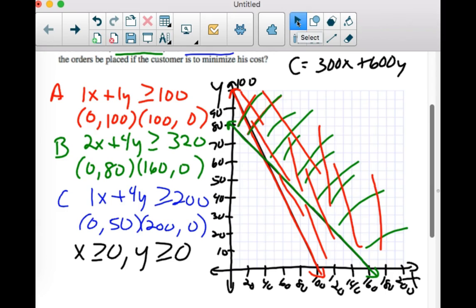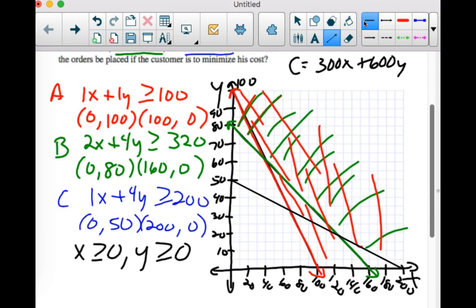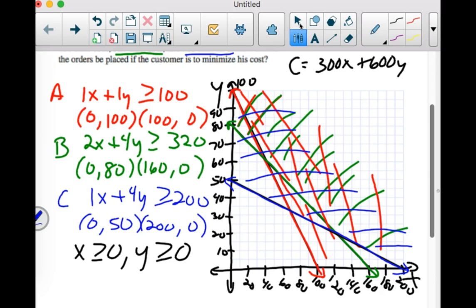And now we're going to add the blue. 0, 50, 200, 0. And that one is also shading outwards because we said we could produce too much. We don't want to produce too little. We have to be able to meet the needs of our customer, or they're going to go somewhere else. So now what we have to do is make sure that we meet red, green, and blue, and overemphasize that.